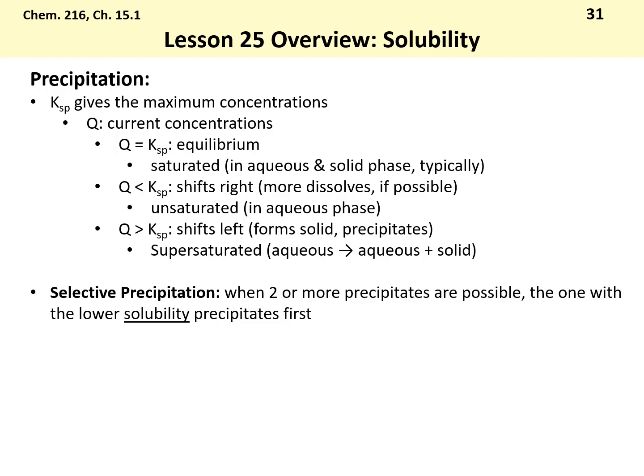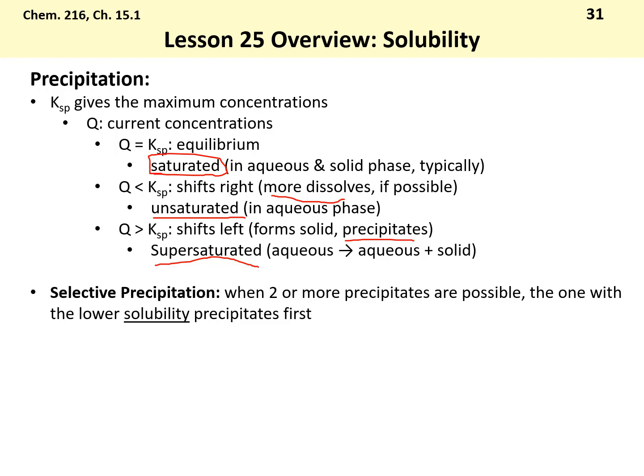So we also talked about precipitation. In precipitation, we always look at Q versus K. If Q is less than K, then it's unsaturated. That means more will dissolve. If Q is greater than K, that means it's supersaturated, and that means we'll form a precipitate. And if Q is equal to K, that means we have a saturated solution.